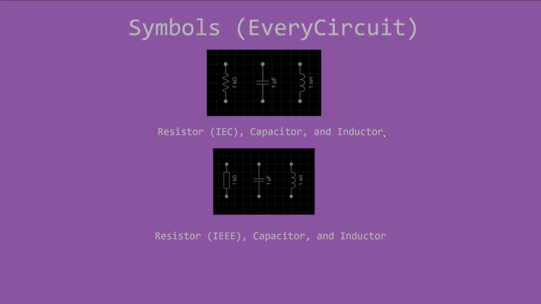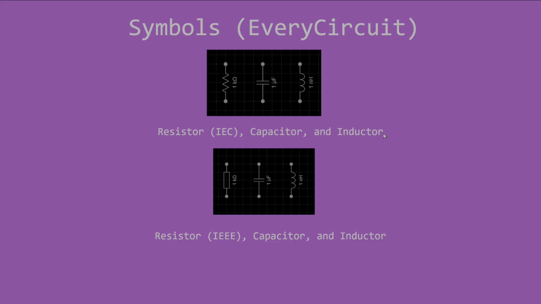All right, now components have schematic symbols. These are how they look in every circuit. First, you've got the resistor. Now, keep in mind, depending on the standard you use, that's either IEC, also known as ANSI, and IEEE. It's either a squiggly line or it's a small box or small rectangle, and sometimes the value can be on top of the rectangle.